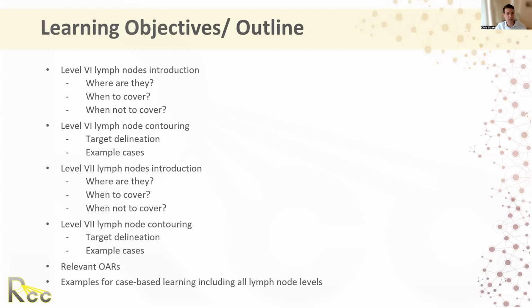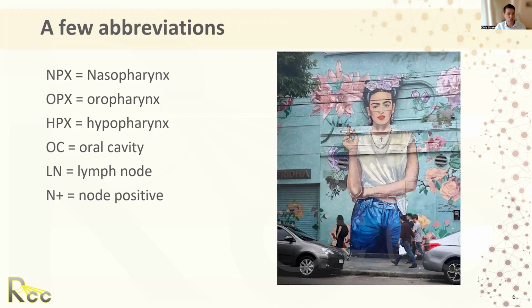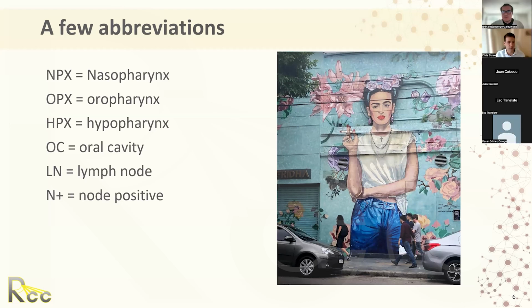A few abbreviations to make sure we're all on the same page. I think these are all commonly used, but I just wanted to include them here, so if people are referencing this later, or just for everyone following along with the presentation, I didn't want anyone to get lost. So we have nasopharynx, oropharynx, hypopharynx, oral cavity, lymph node, and node positive.